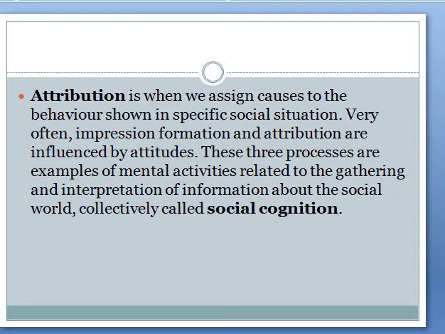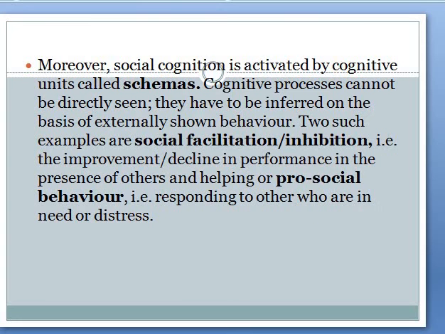Very often impression formation and attribution are influenced by attitudes. These three processes are examples of mental activities related to gathering and interpretation of information about the social world, collectively called social cognition. Moreover, social cognition is activated by cognitive units called schemas. Cognitive processes cannot be directly seen. They have to be inferred on the basis of externally shown behavior.